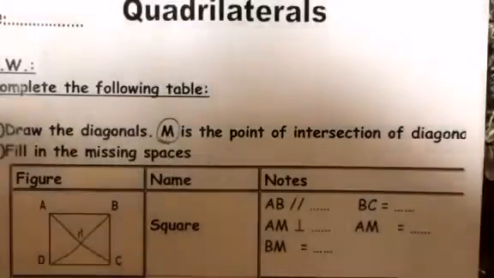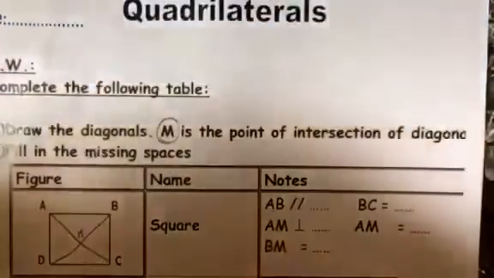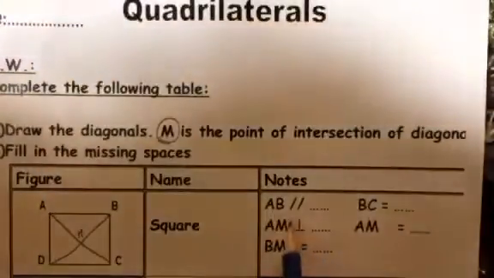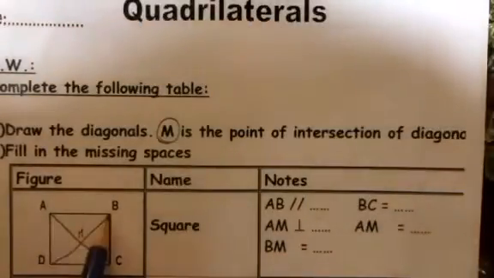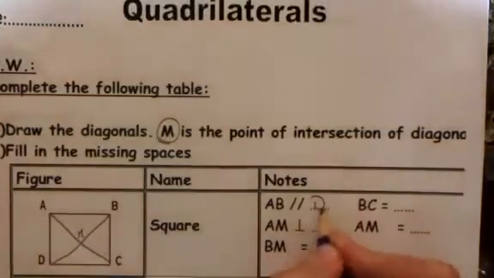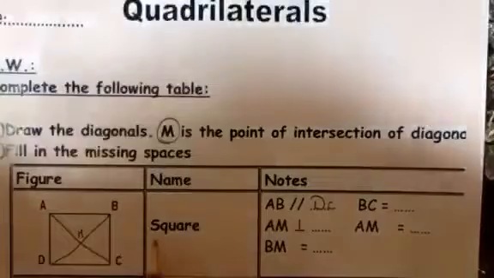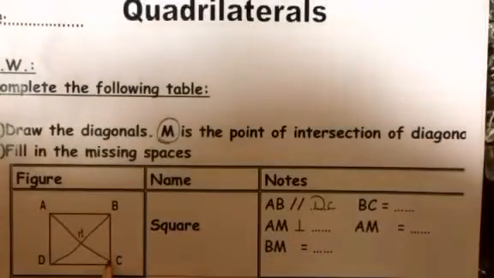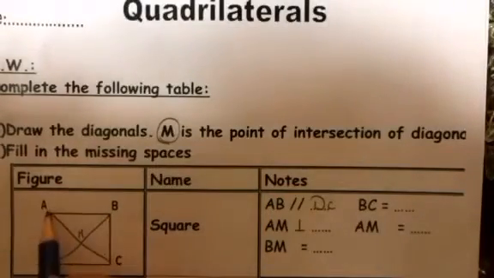This is the square. So I will see the questions. AB parallel to which side? This side. AB parallel to what? To DC. BC equals to what? I said in the square all the sides are equal to each other. BC equals to what? AD.